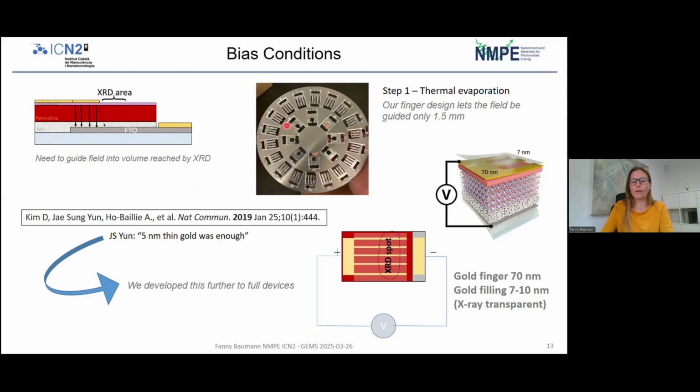And what we decided to do is first to create these finger-style electrodes to try to guide the field a little bit further. But we stumbled upon, well, we had read this pioneering article where they used a thin gold layer to bias a thin perovskite film. And we talked to the authors and developed this further to full devices. So we have this device with this finger electrode, and on top of it we have a 7 nanometer thin gold layer.